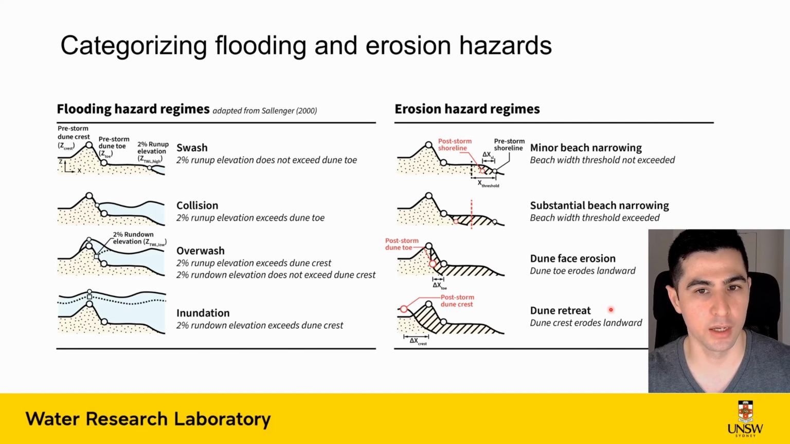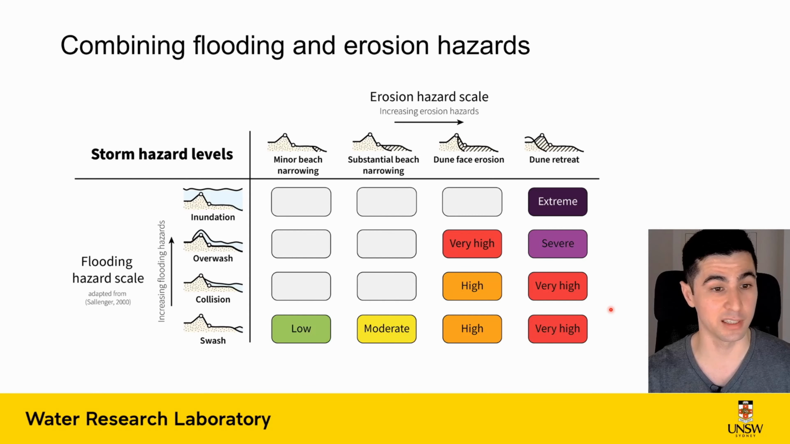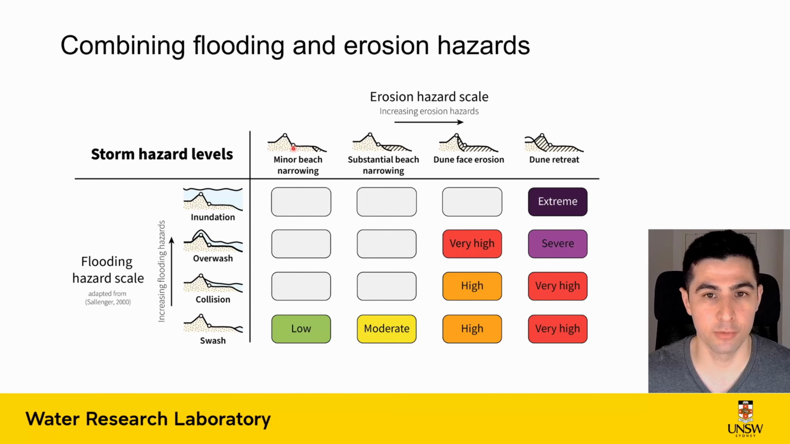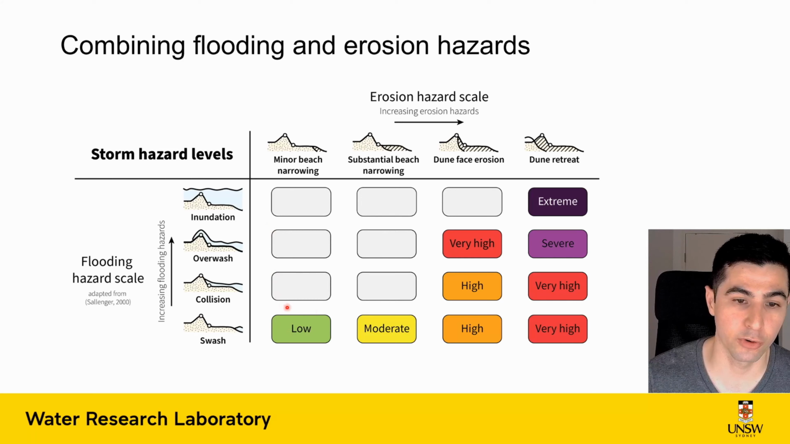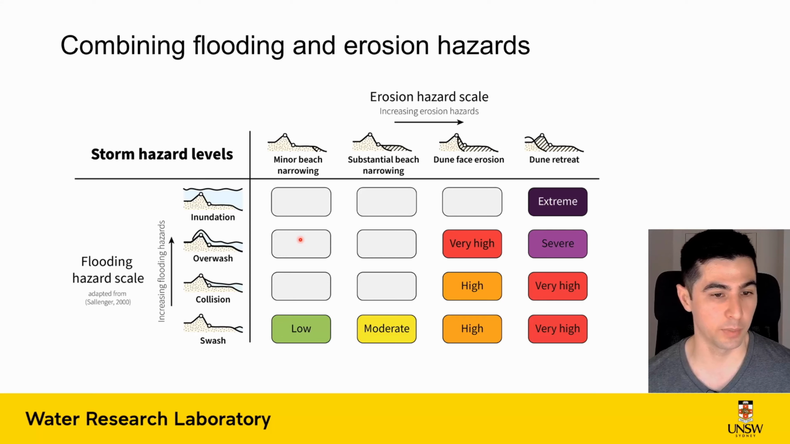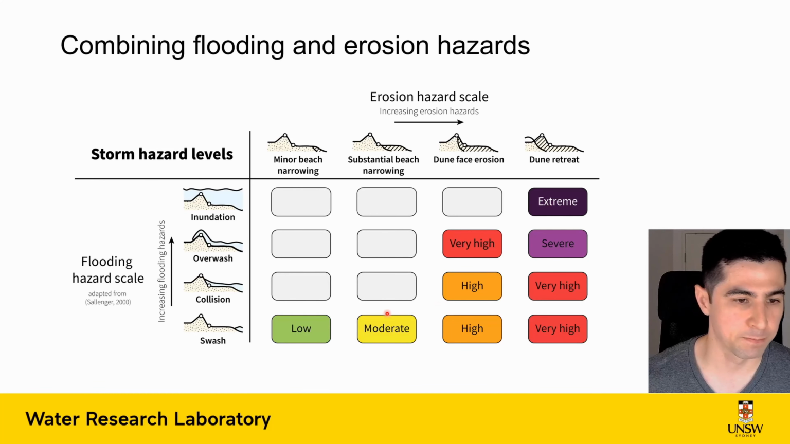And so we end up with 4 flooding hazards and 4 erosion hazards, and we can look at combining those and seeing what may occur, which flooding hazard may occur with which erosion hazard. And we end up with this matrix. So on the x-axis we have erosion hazards, on the y-axis we have flooding hazards, and we basically get this matrix. And so grayed out cells represent combinations which wouldn't normally be likely on sandy beaches, but the other boxes indicate the overall severity of this combination of flooding and erosion hazards.